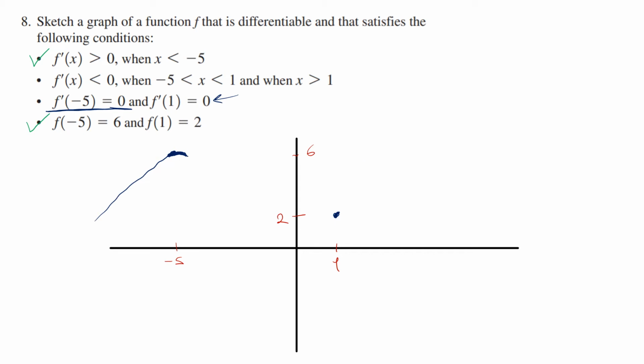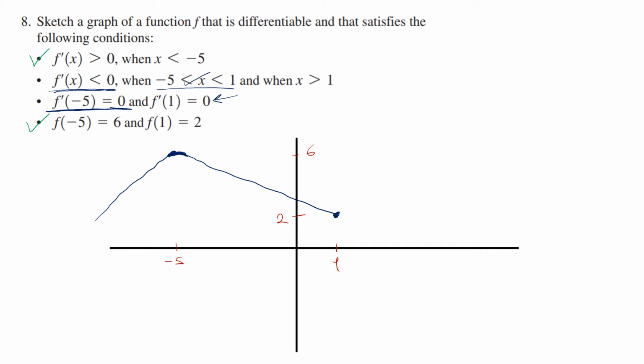The next option before I dive into that one is it's saying my function is decreasing, so my derivative is negative when x is between -5 and 1, and that's exactly what I needed. So from -5 to 1, I'll just have my function decreasing because my derivative is negative. So I'll have something like that, and I know it goes to that point at 1. So I also satisfied this condition.